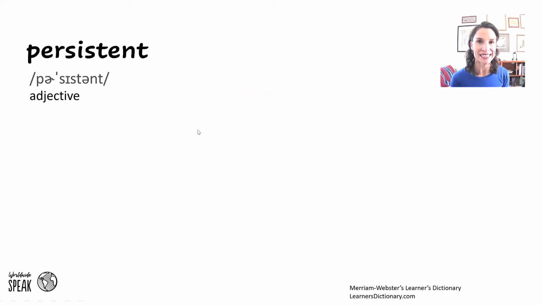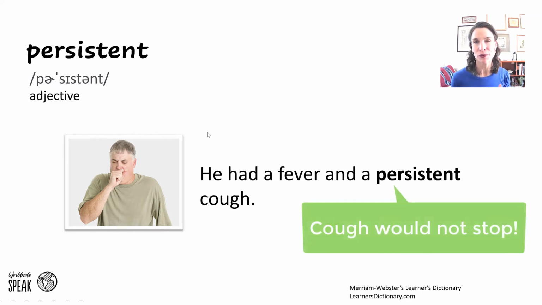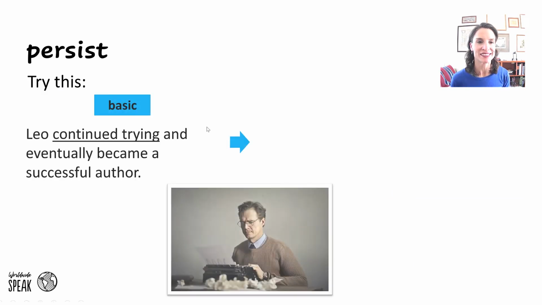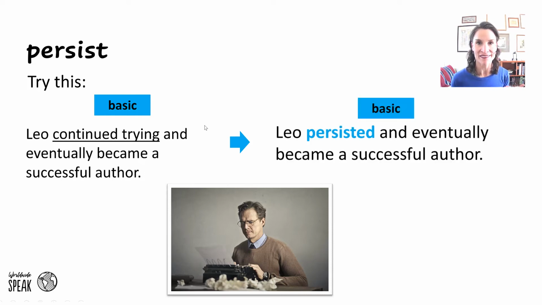So persistent is the adjective form of this word, and it's very, very useful as well. He had a fever and a persistent cough. So this cough would not stop even though I wanted it to. Let's try this. Leo continued trying and eventually became a successful author. So I will use one word which represents continued trying, and that word is persist. Leo persisted and eventually became a successful author.